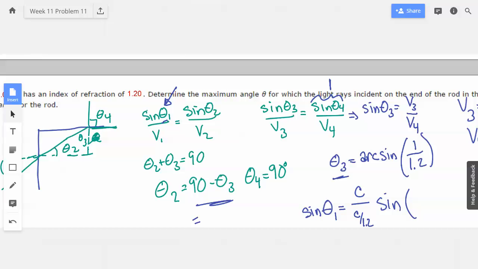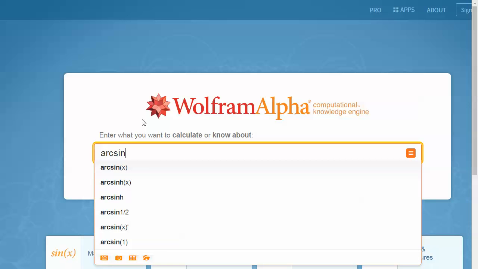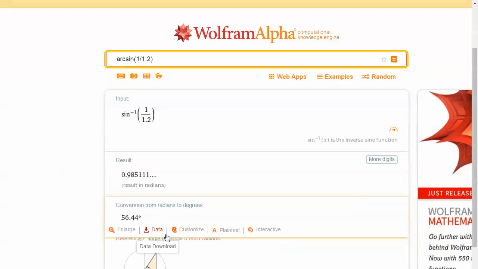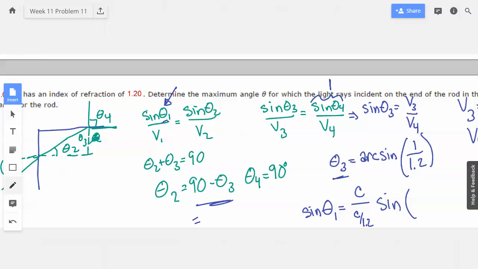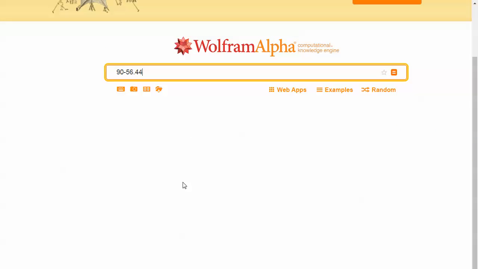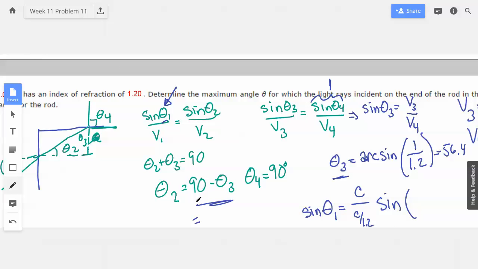That way I don't have to keep carrying everything forward. So let's figure this out. 90 minus arc sine of 1 divided by 1.2. So theta 3 is 56.44. Now I'm going to do 90 minus 56.44, and we have 33.56. 33.56 is theta 2.